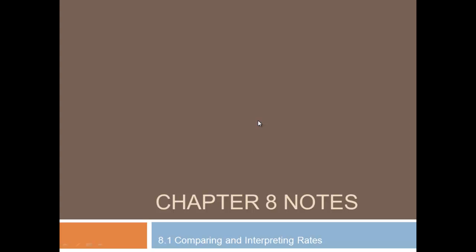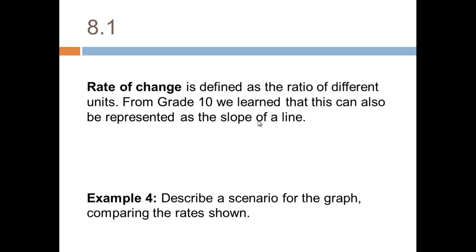Okay, so we're on to page 2 of chapter 8 notes, 8.1. Very first thing, again, we see there is only one problem on here, and what we're talking about here is the rate of change, the ratio of different units. From grade 10, we learned that this can also be represented as the slope of a line.